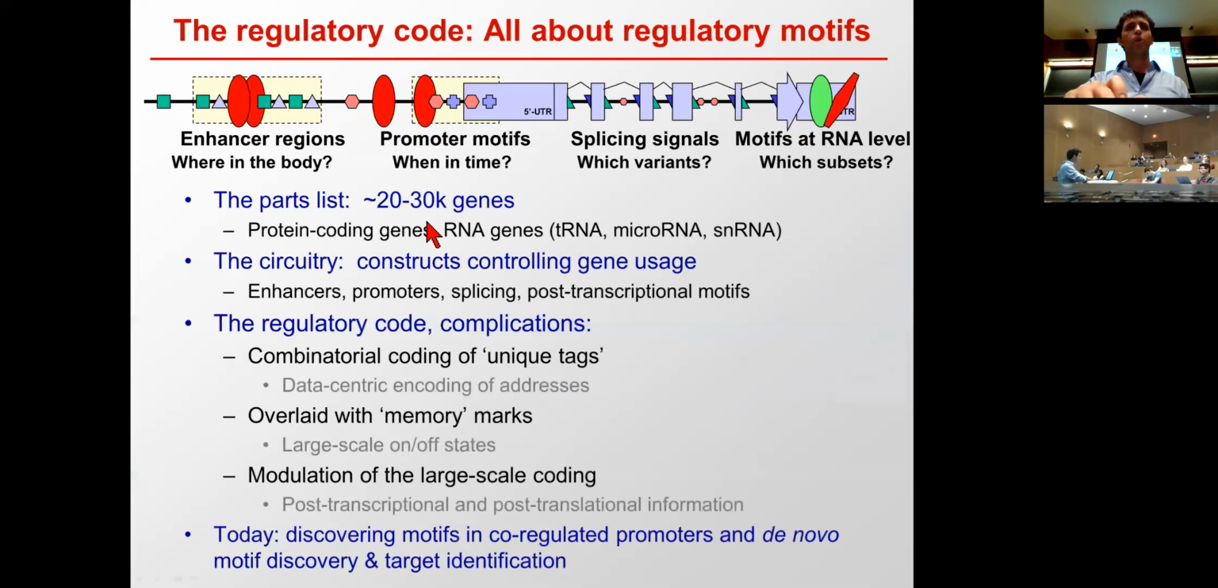Okay? So this is the parts space. Basically, there's 20 to 30,000 genes, and then the circuitry is all of these regions: enhancers, promoters, splicing, and post-transcriptional motifs. And then the regulatory code has some kind of combinatorial coding of unique tags. So we use multiple individual motifs, and together they allow this data-centric encoding of these addresses. And these are overlaid with memory marks, and then these are the epigenomic states that we learned about last time. And all of this allows us to modulate this large-scale encoding of regulatory information.